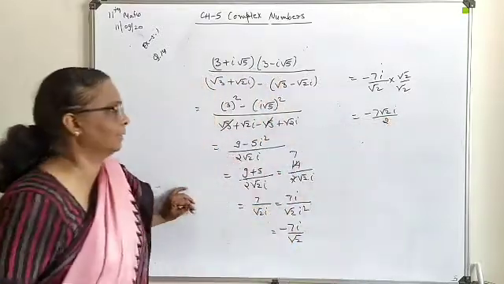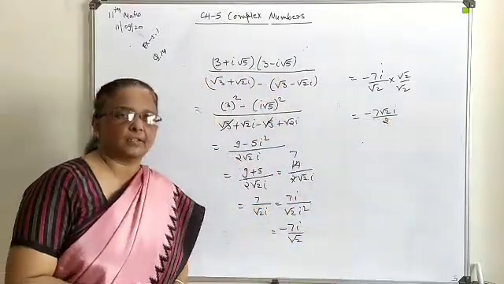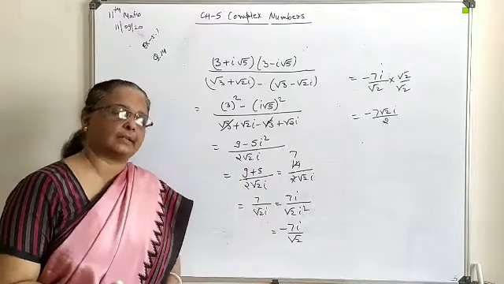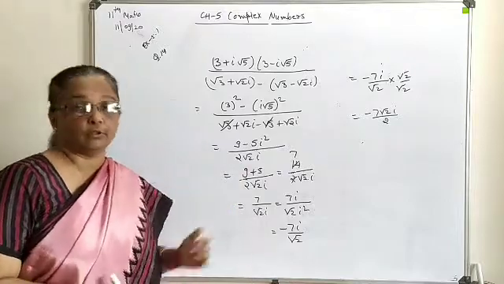So this is the final answer form we are having as a standard form. Now this is to be expressed in the a plus ib form. So how will it be?